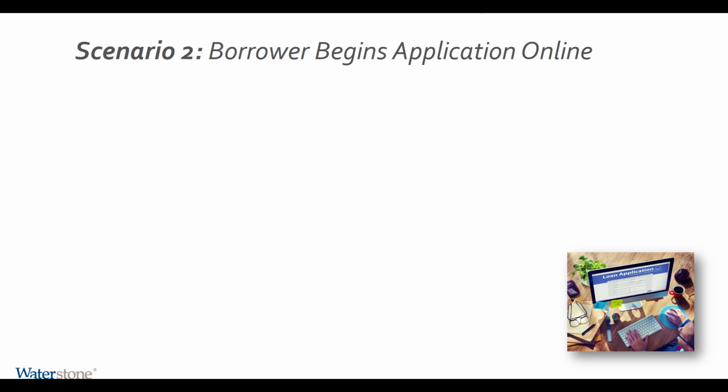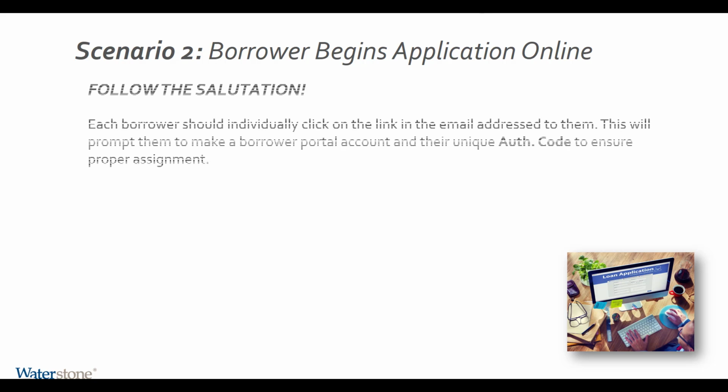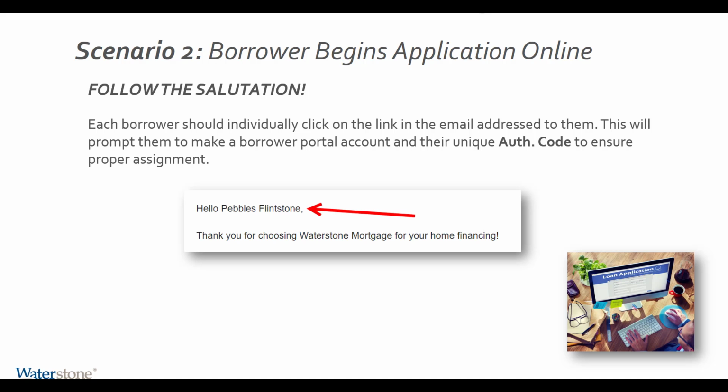And just like in scenario 1, it's important your borrowers follow the salutation. So each borrower needs to individually click on the link in the email that is addressed to them. This will prompt them to make a borrower portal account, and their unique authentication code will be entered to ensure proper assignment. Let's take a look at how to send that early doc request.